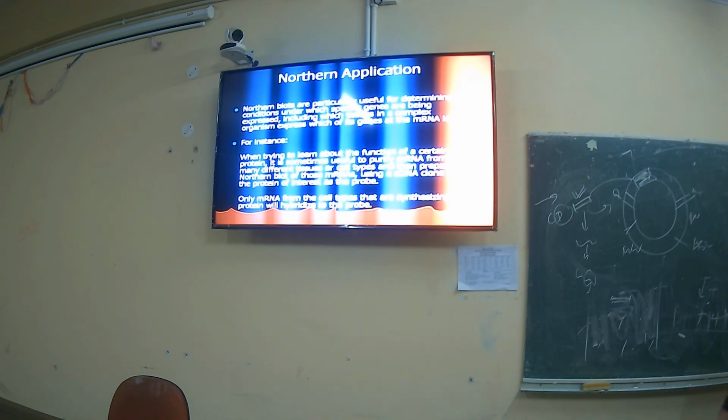Next, which tissue in a complex organism expresses which genes, that the mRNA is linked to. For instance, to identify any type of gene expression, whether it is a normal gene expression or a mutated gene expression, both can be clearly distinguished by another application.